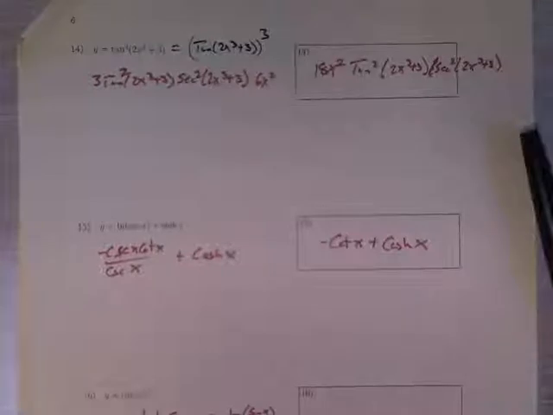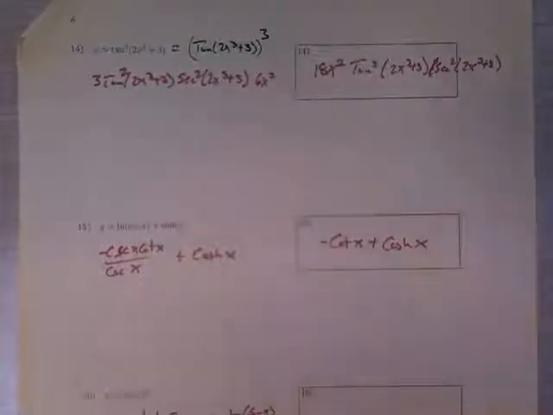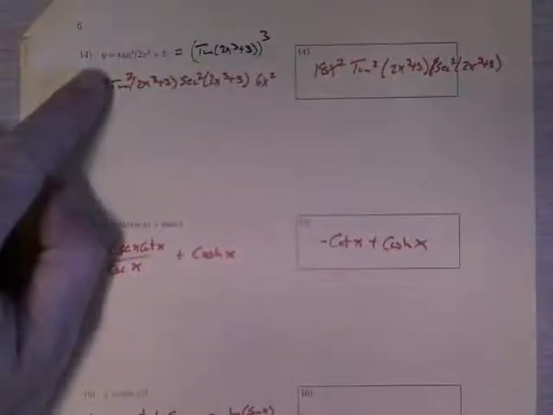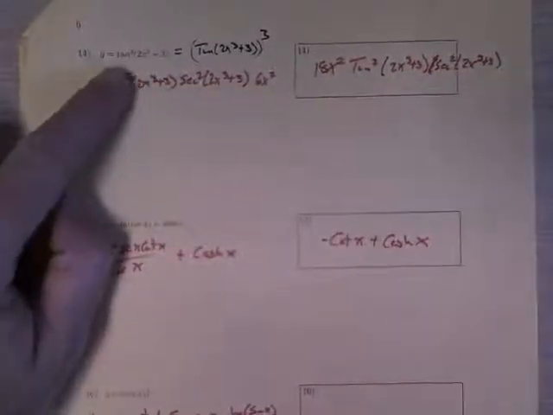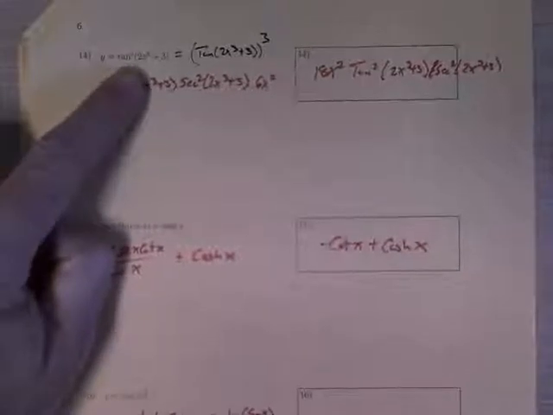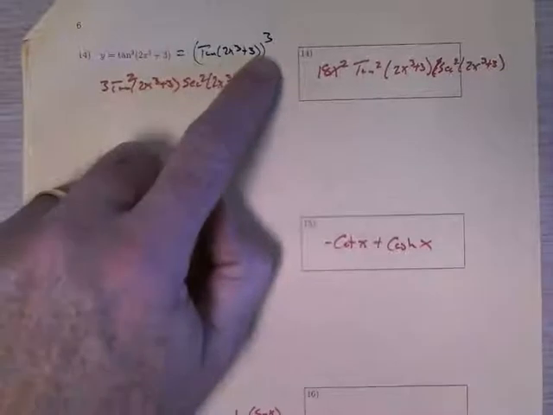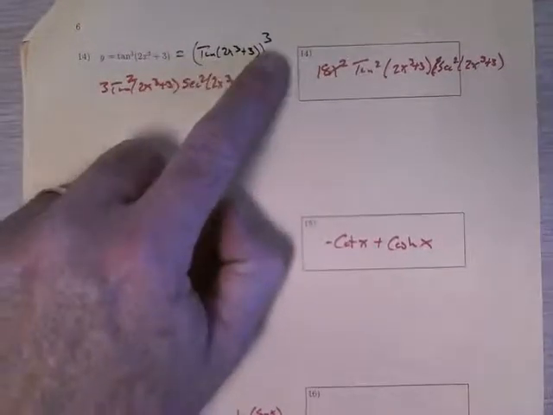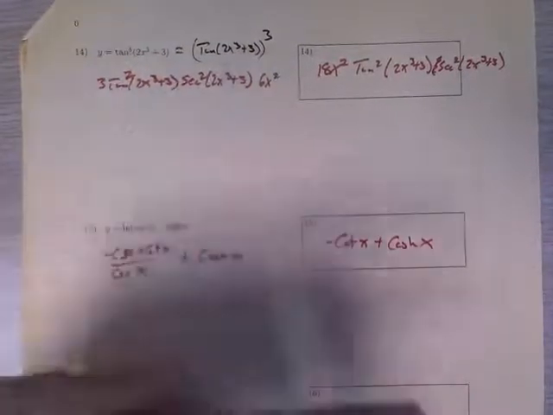All right, finish up this midterm, and here we go. Number 14 is one that people had some trouble with, and mainly the trouble is interpreting what the notation is. Tangent cubed of this thing means take the tangent of this thing and cube the result. So when I'm taking the derivative, the outside function is something cubed. So the derivative of something cubed should be 3 times that something squared.